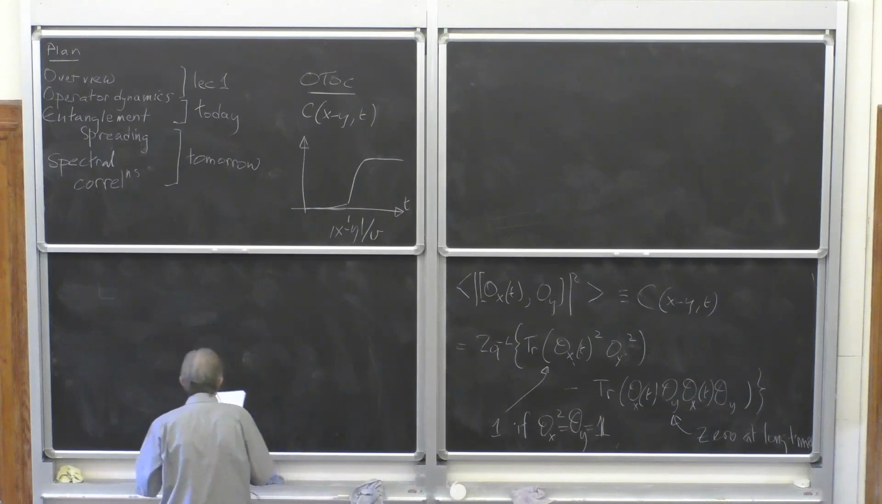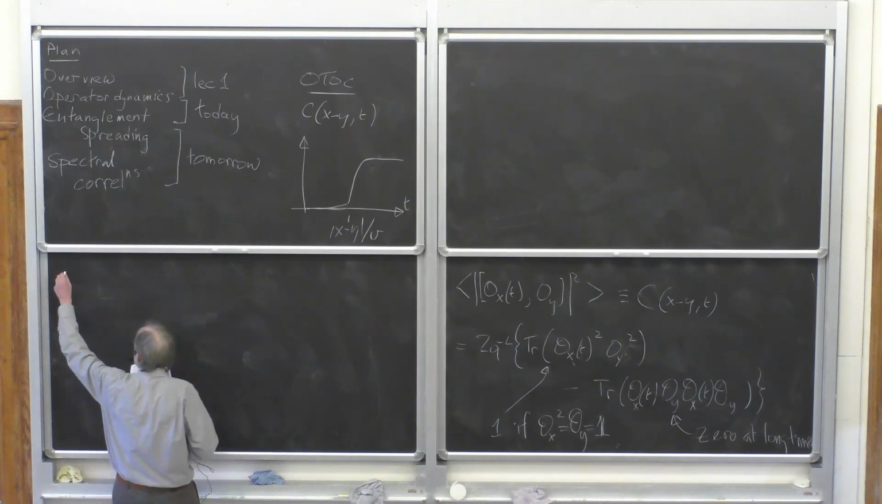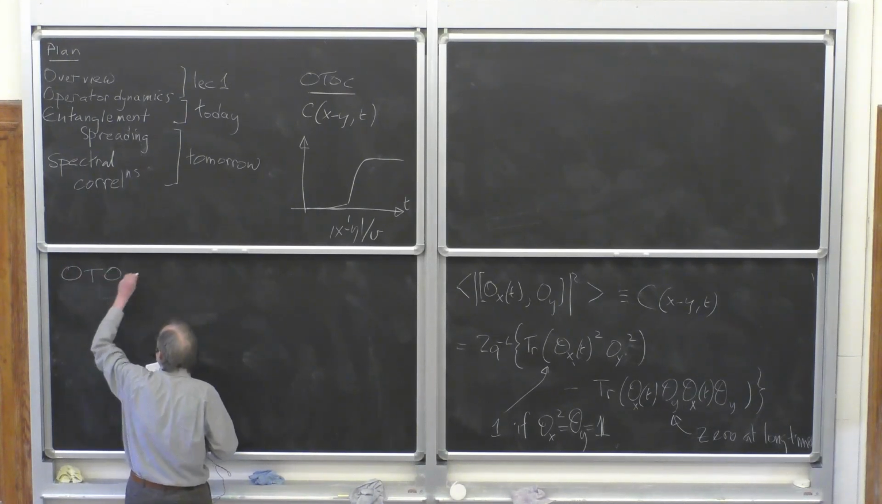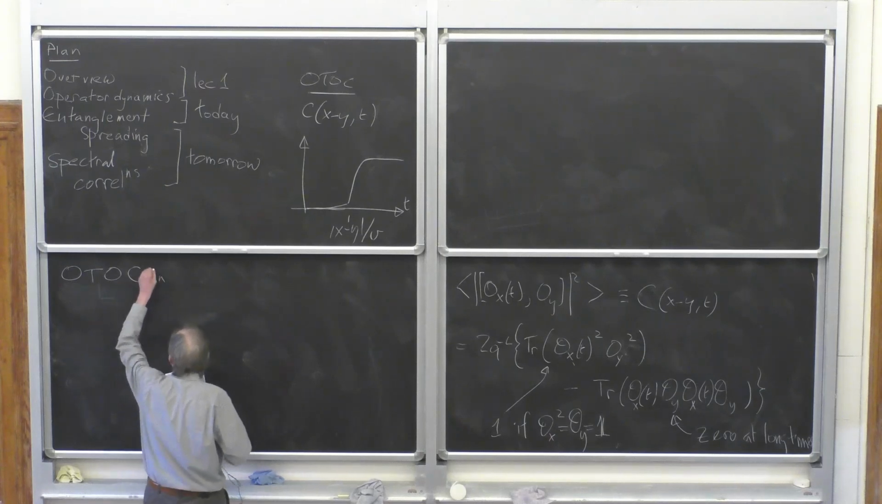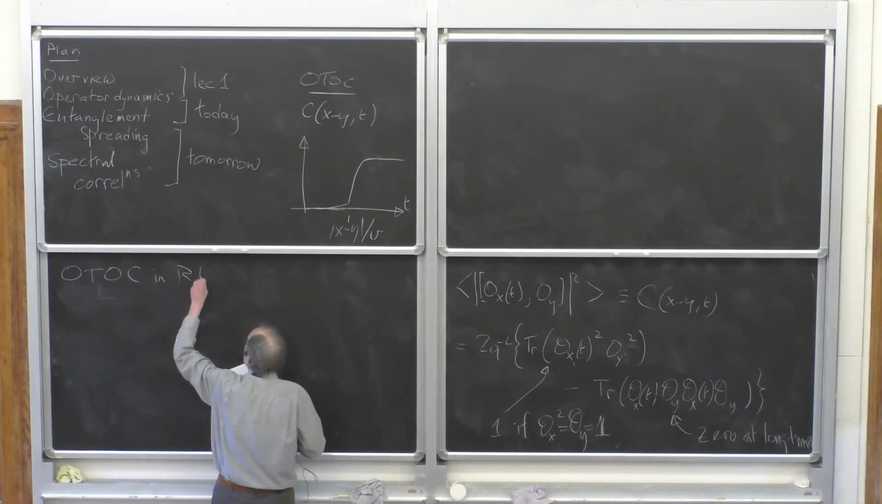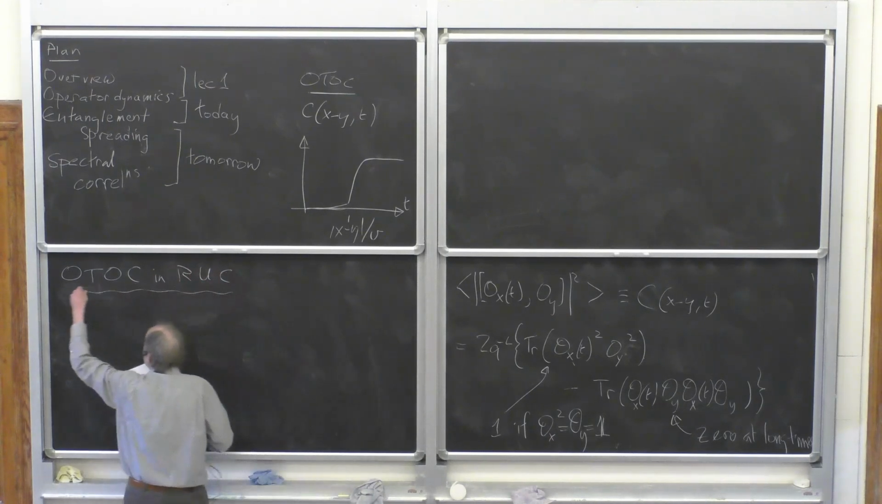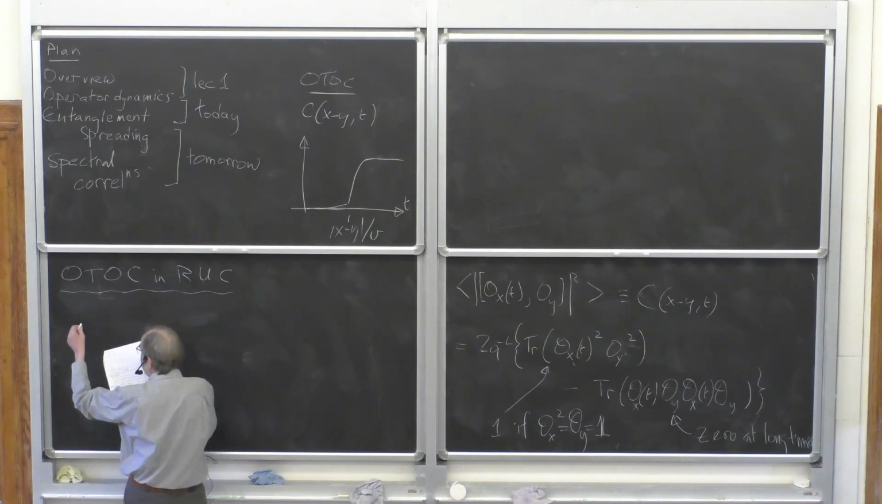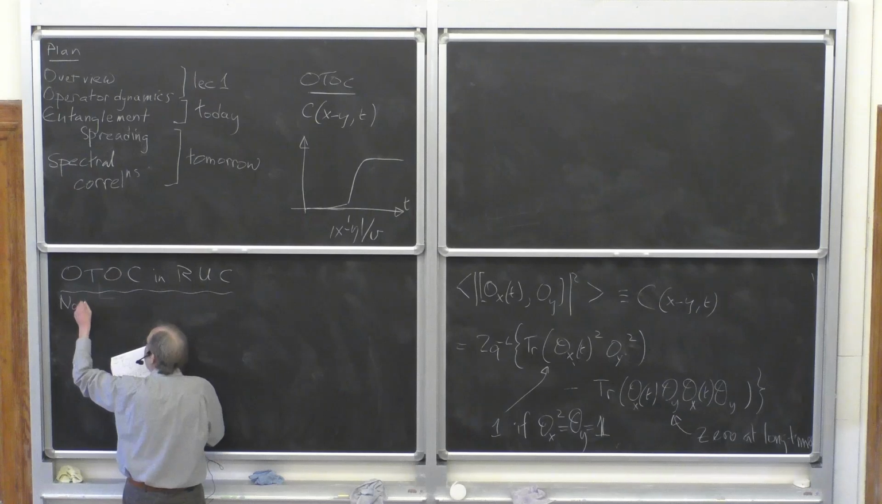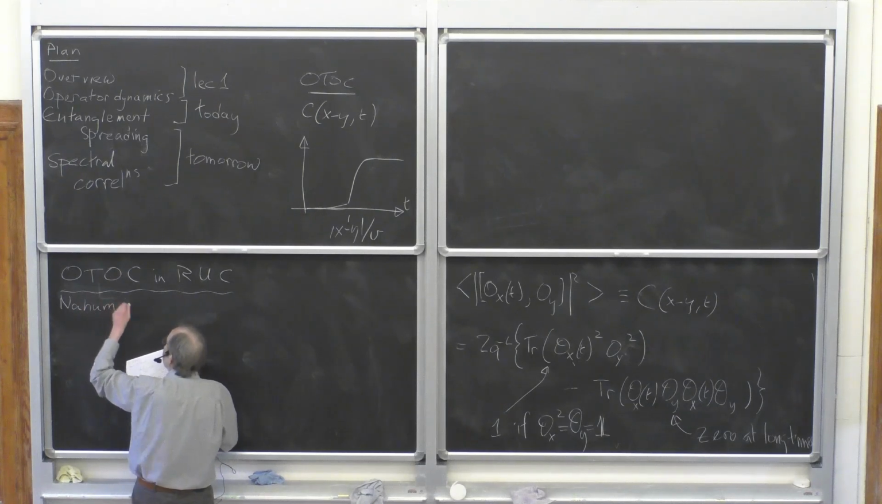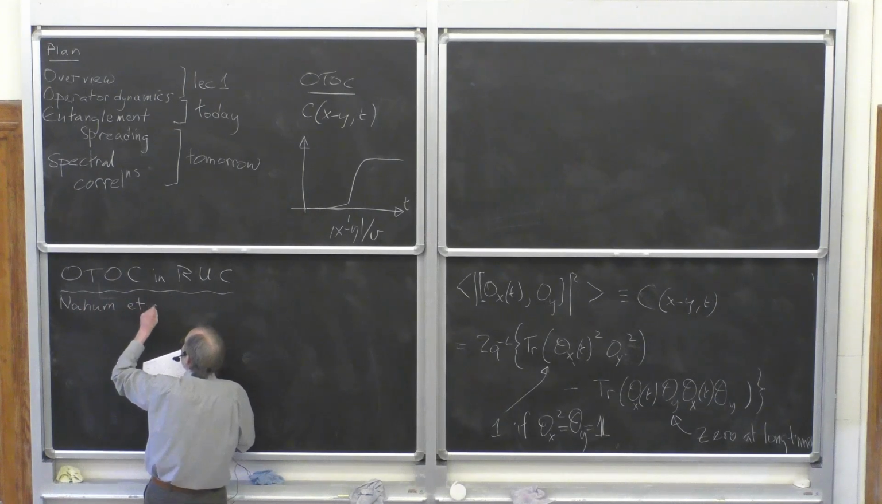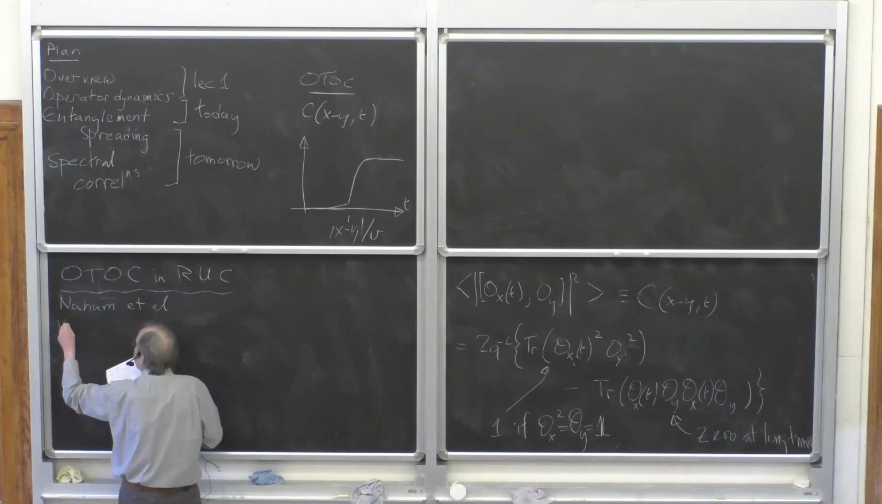So the idea here is to calculate the OTOC in random unitary circuits, and basically I'm giving you the essentials of 2 papers, one by Adam Nahum and collaborators, and the other by Kurt von Keyserlingk.